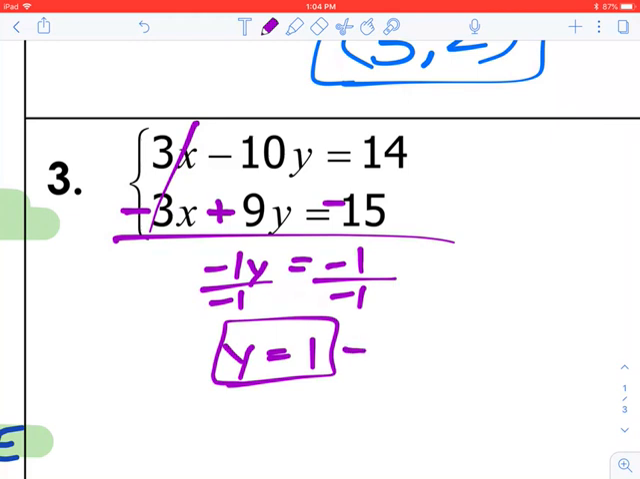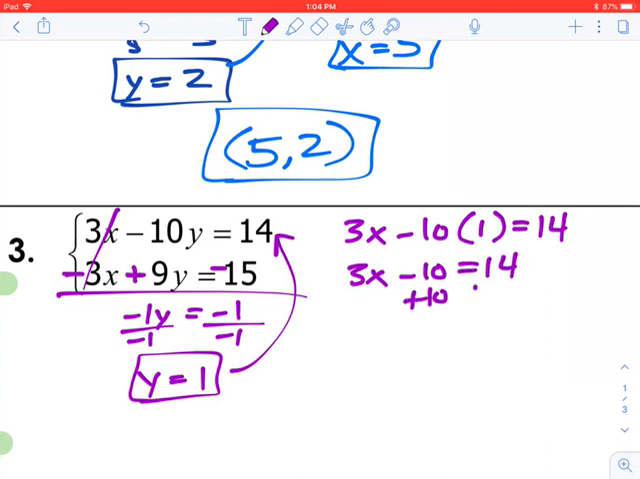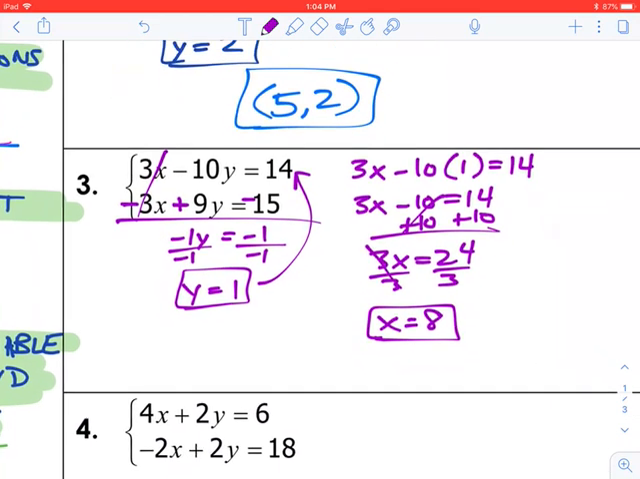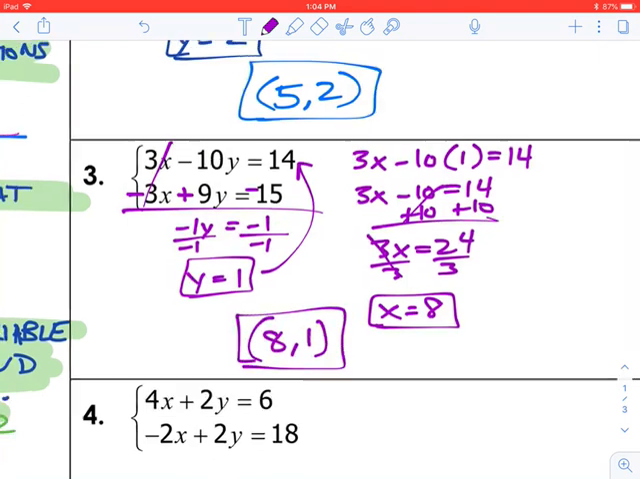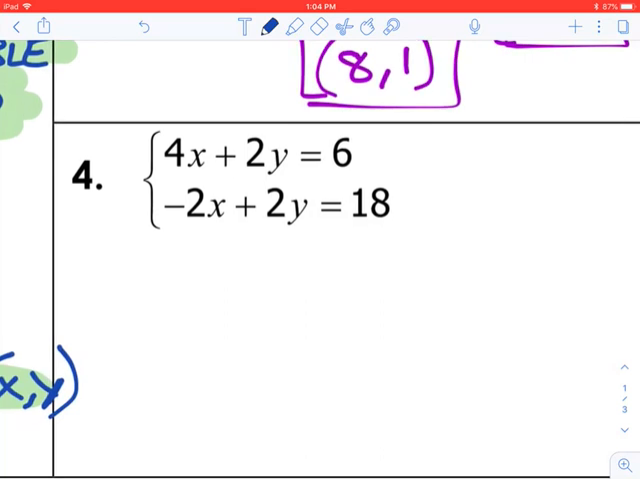So, plug that back in. I'm going to plug it into the one that I didn't mess with. So that's 3x minus 10 times 1 equals 14. And so, 3x minus 10 equals 14. Add 10 to both sides. I get 3x equals 24. And then I divide by 3. X equals 8. So, xy is 8, 1. Final answer. Okay? And so, last one on this page, and then we'll switch it over.